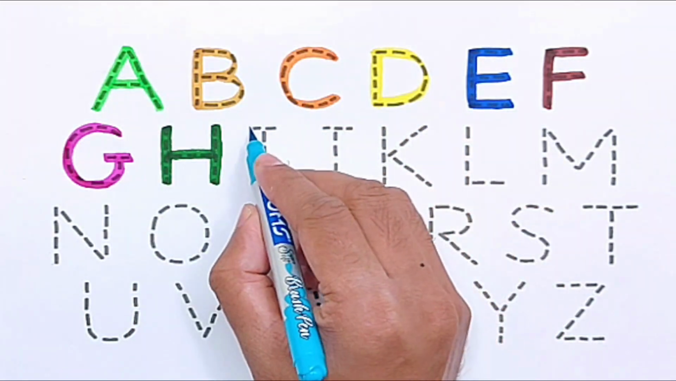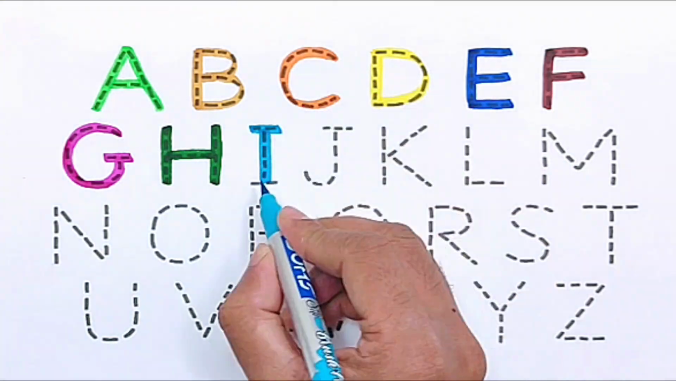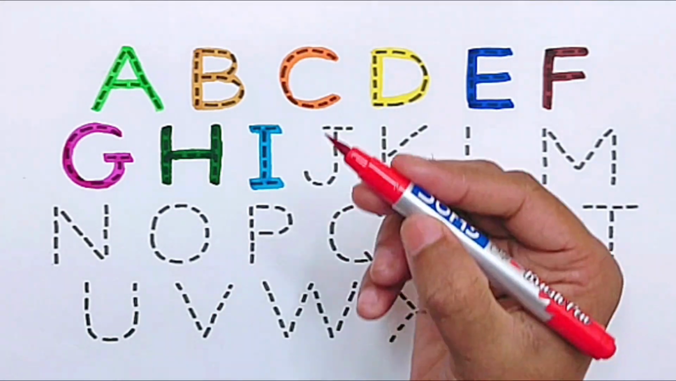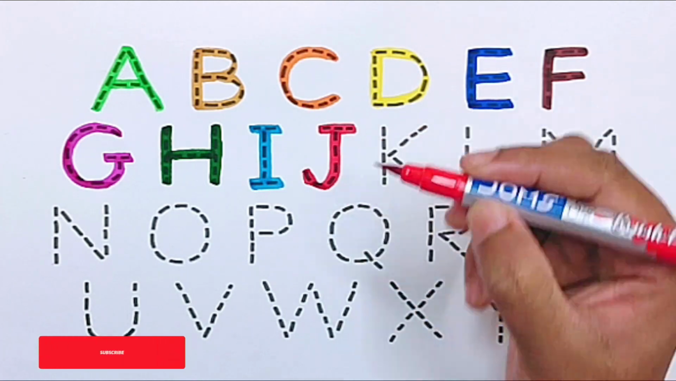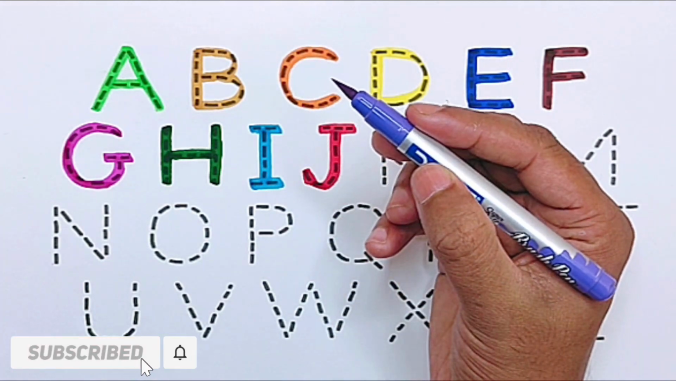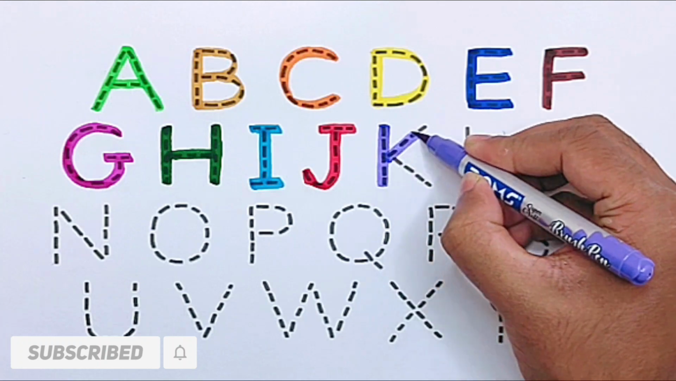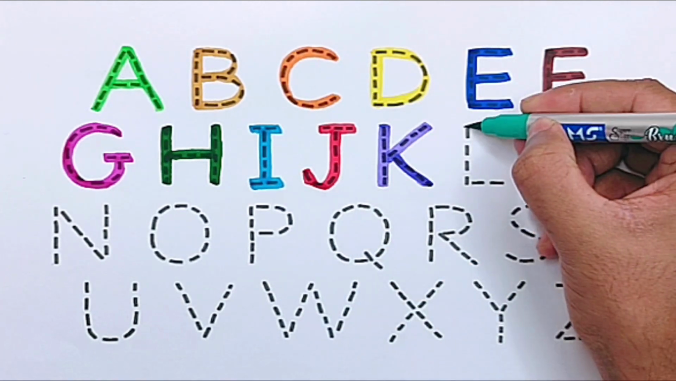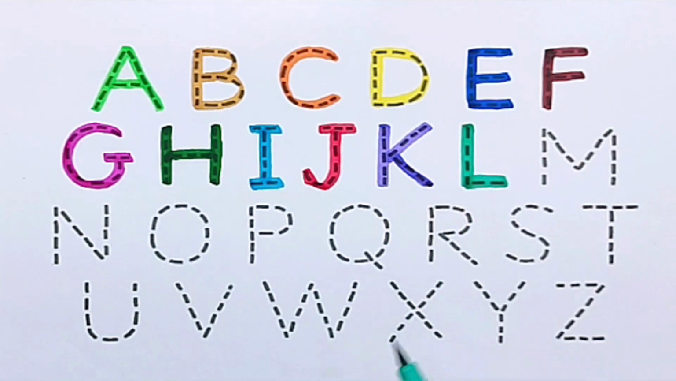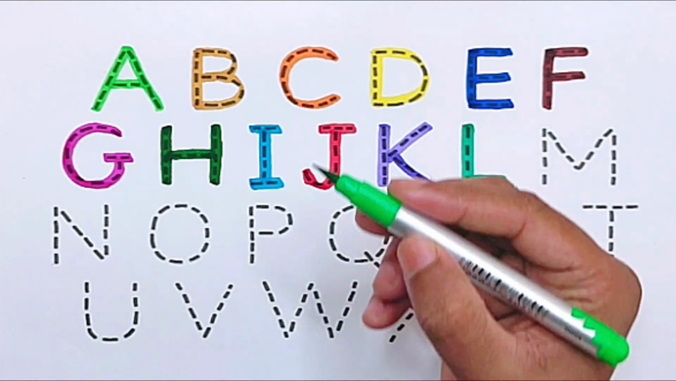Sky blue color. I for Iceland. Red color. J for jelly. Purple color. K for kangaroo. Green color. L for lion.